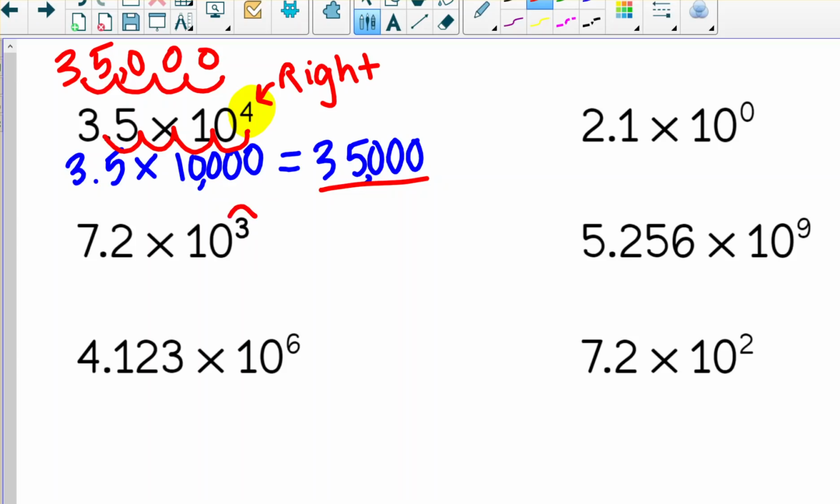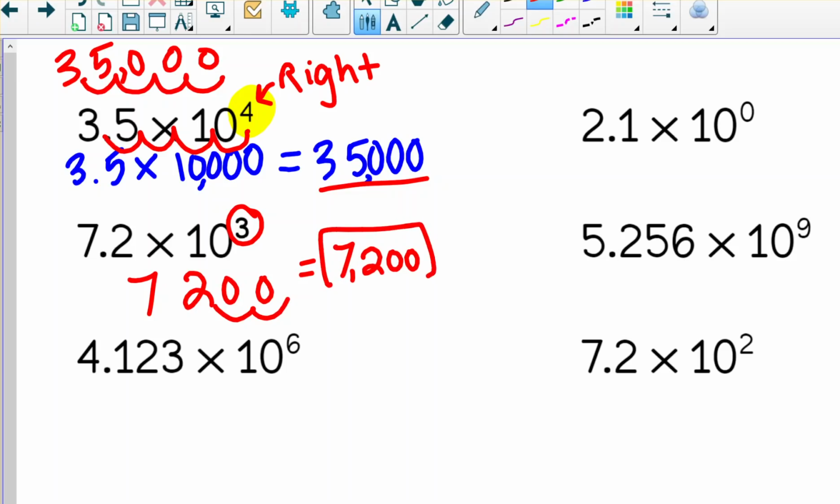I'm going to look to my 3. I'm going to copy this number below, and if I want to move 3 places to the right, that means I'm moving 1, 2, 3. So I have to add 2 zeros, and that will give me the answer of 7,200. And again, 7.2 times 1,000 is 7,200.